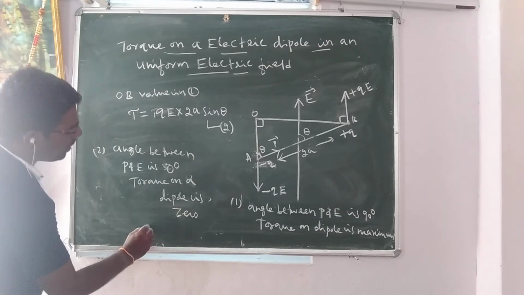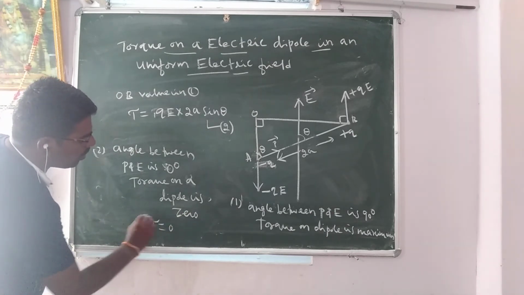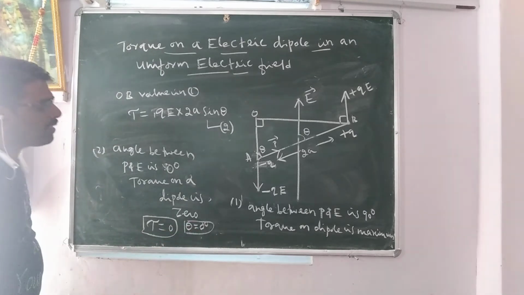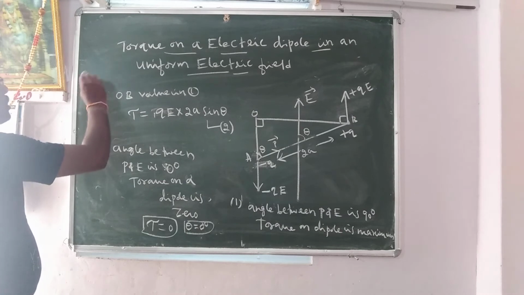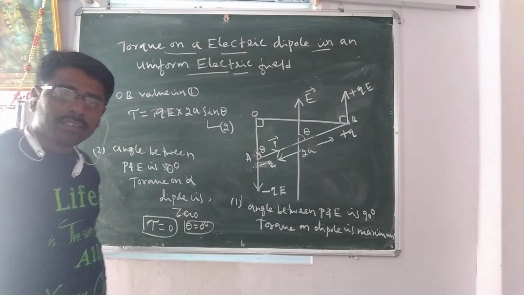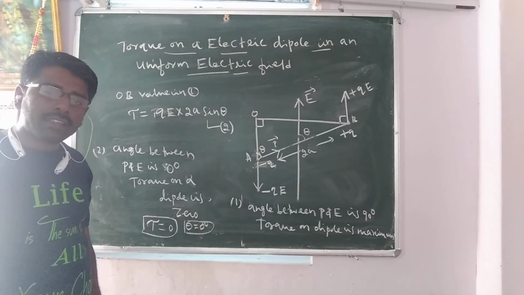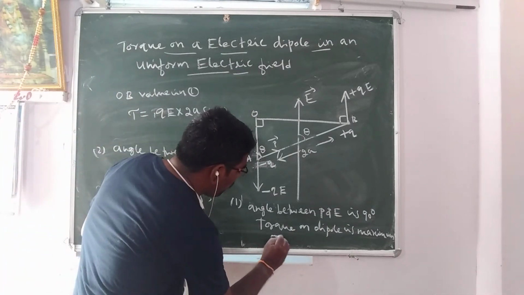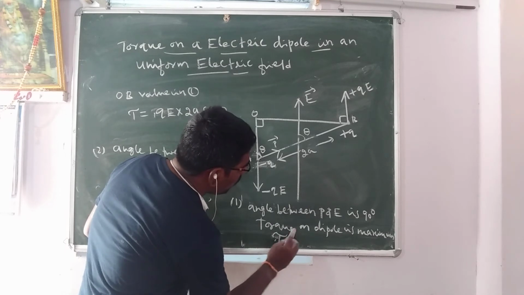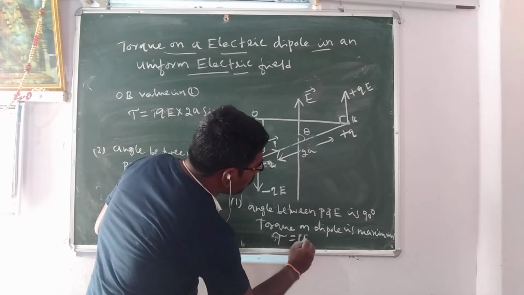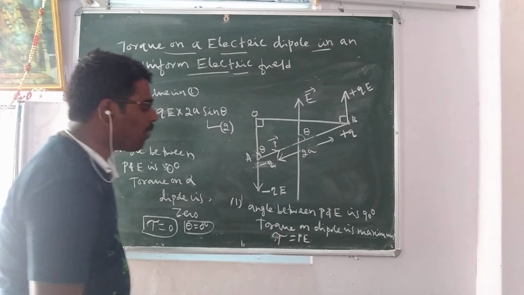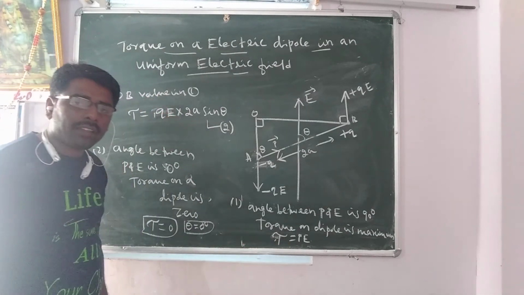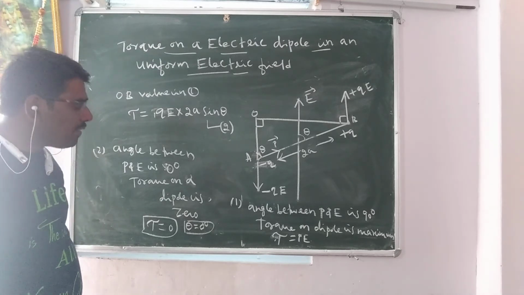Tau is equal to 0 at theta equal to 0 degrees. Sin 0 is 0. Tau is equal to P sin theta, so P sin 0 is 0. Tau is equal to P sin theta, and P sin 90 is 1. Torque on a dipole is maximum. Tau is equal to P sin 90, and sin 90 is 1, so tau is equal to P.